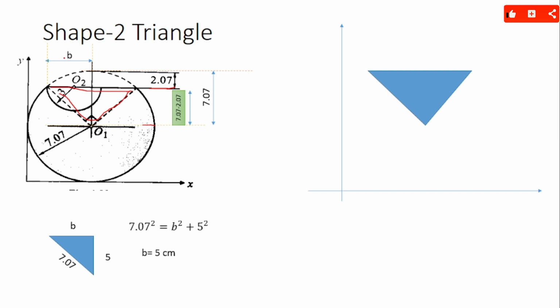Now I'll put the value of b here. This is 5 centimeter plus additional 5 centimeter on the other side. So it becomes 5 plus 5, 10 centimeter. So in this way we have got the base of this triangle equal to 10 centimeter and the height equal to 5 centimeter. Now the area of this triangle is equal to half base into height. So it comes out to be 25 centimeter square.